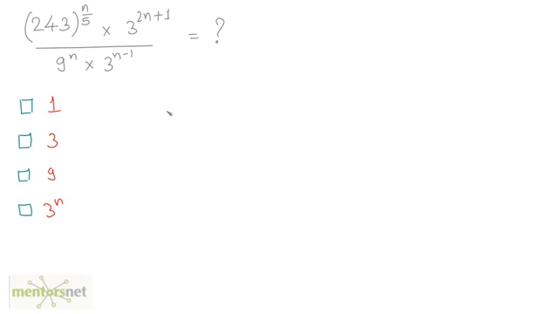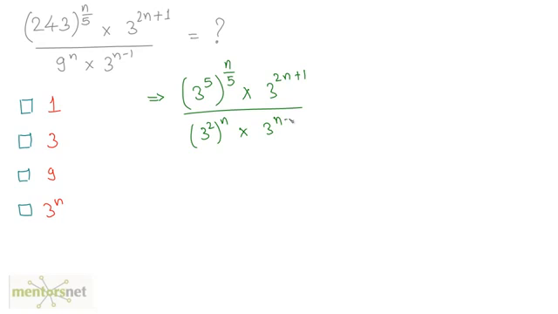Moving on to the third question, what do you think is the answer of this big expression? So I can see most of the terms as 3. So let us convert all of these terms to powers of 3. So 243 is the fifth power of 3. So I can write 243 as 3 raised to 5. So 3 raised to 5 raised to n by 5 times 3 raised to 2n plus 1, divided by 9, which is 3 square. So 3 raised to 2 raised to n times 3 raised to n minus 1.